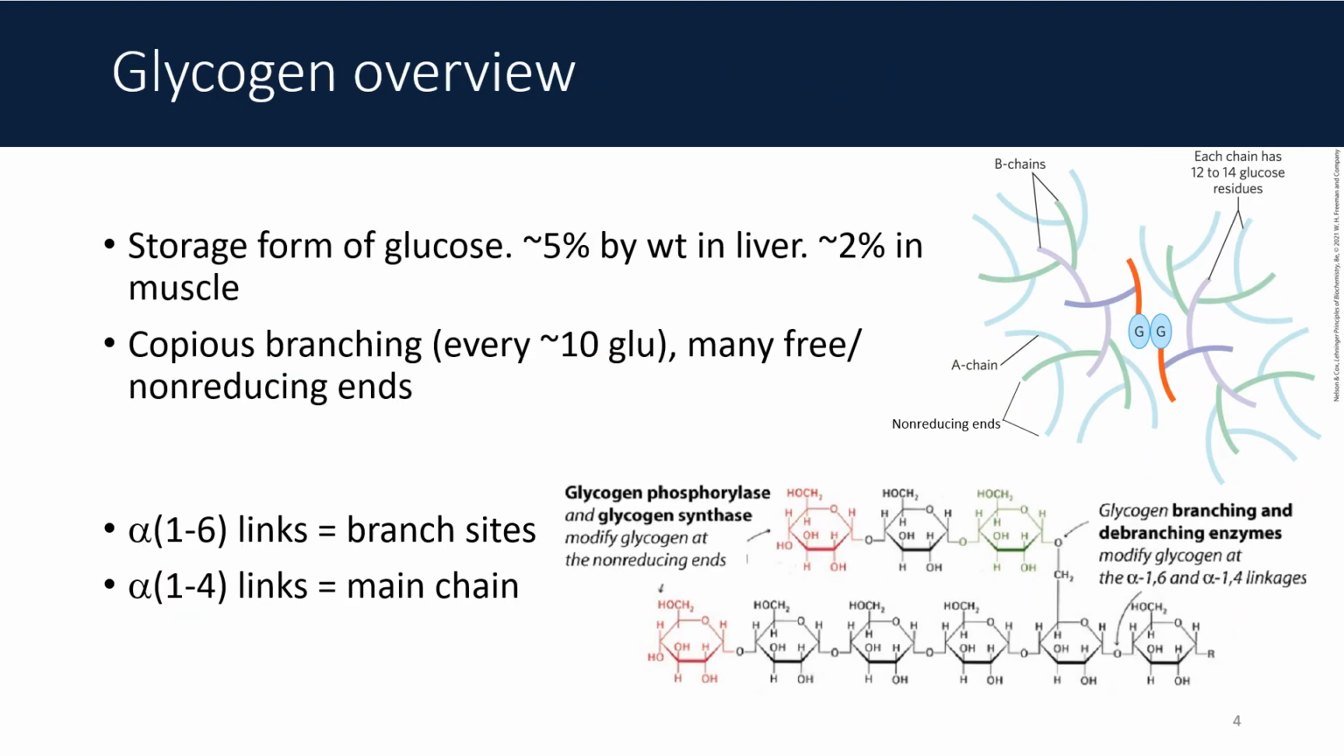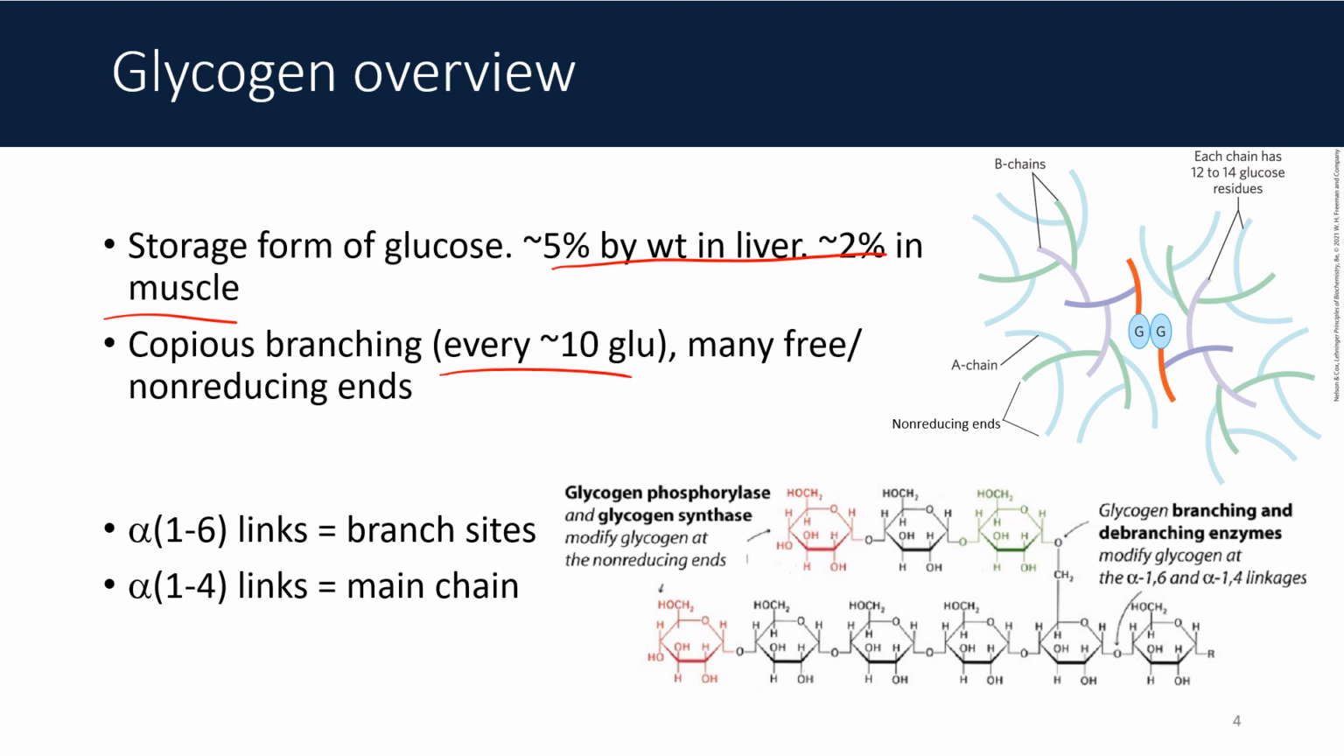As the storage form of glucose, glycogen is a very prevalent polymer. It's about 5% of the dry mass of a liver and about 2% of the dry weight in muscle tissue. Compared to amylose and amylopectin, the glucose chains in glycogen are highly, highly branched. There's about one alpha 1,6 linkage occurring every 10 glucose units or so.